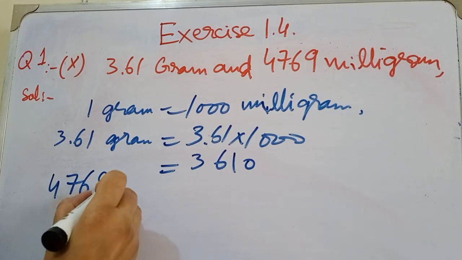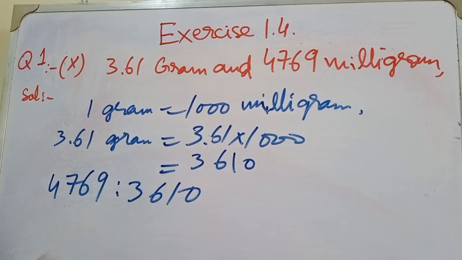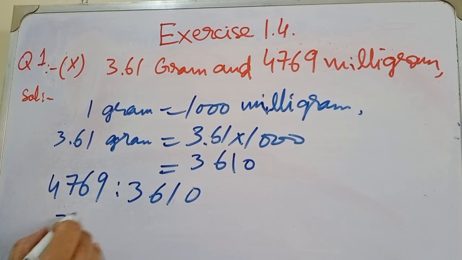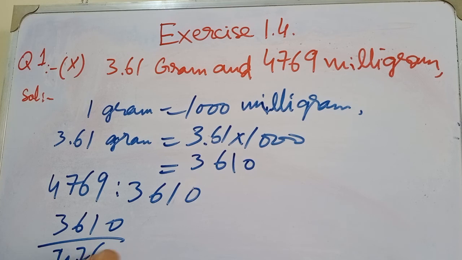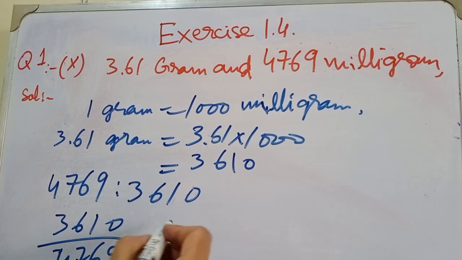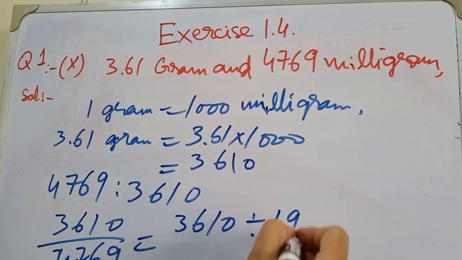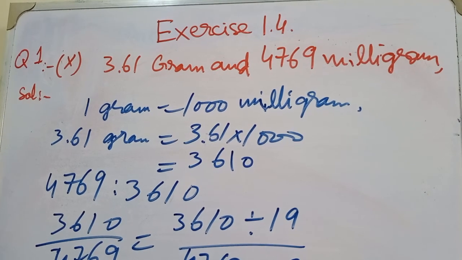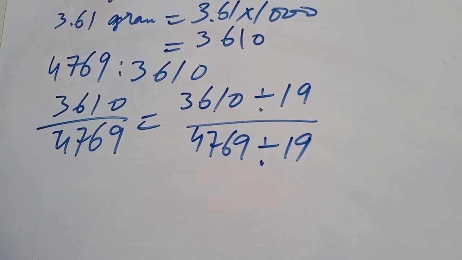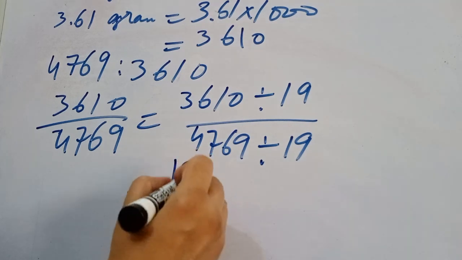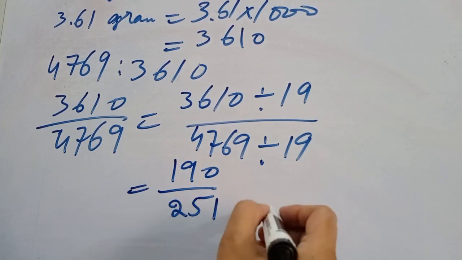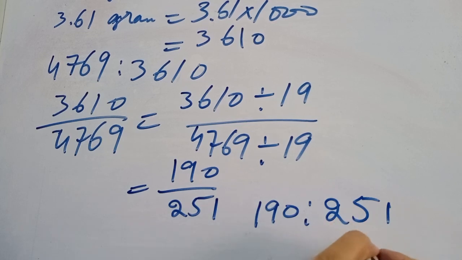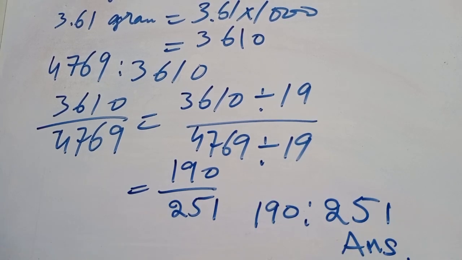Next, we have 4769, this value ratio with 3610. We can write it as 3610 over 4769. This is equal to 3610 divided by 19 and 4769 divided by 19. And we have the value 190 over 251. So we have the ratio 190 to 251, and that completes our question number 1.